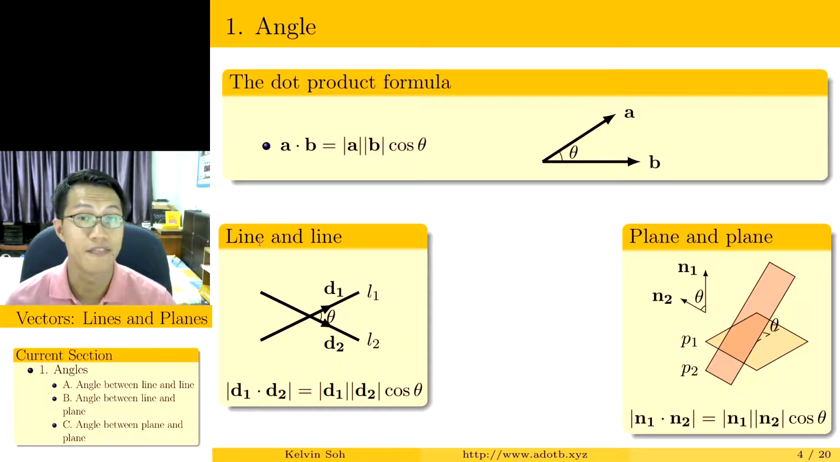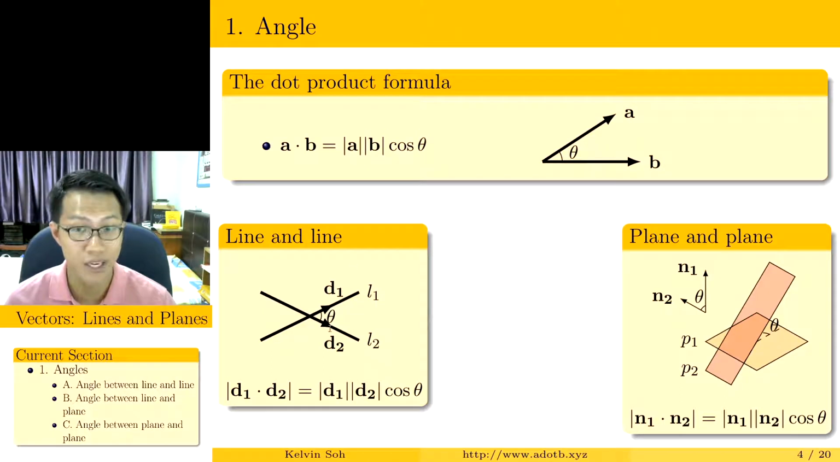So we'll look at the first example, between two lines. The most important vector we have in a line is our direction vector. So given the equation of a line, you should be able to figure out the direction vector. For two lines, we'll be using the two direction vectors, d1 and d2, and the angle between the two direction vectors happens to be the angle between these two lines. So using A and B as d1 and d2, we have the formula d1 dot d2 equals mod d1 mod d2 cosine theta.